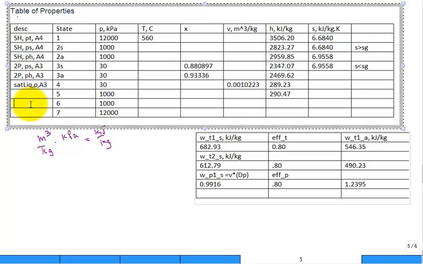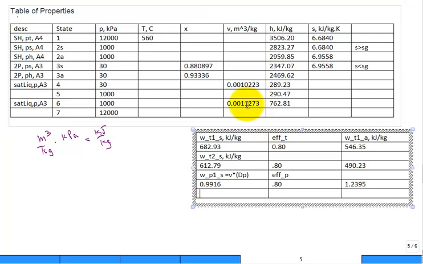State 6, we look at it. Well, it comes out of that open feed water heater ready to go into the next pump, pump 2. And so it's the same as state 4. It's saturated liquid, knowing that pressure. So we can go over here and say, okay, what's my h_f at 1,000 kilopascal or 1 megapascal? 762.81. We also have to get v_f, 0.00111273. Where did we get those two values? Out of table A3.